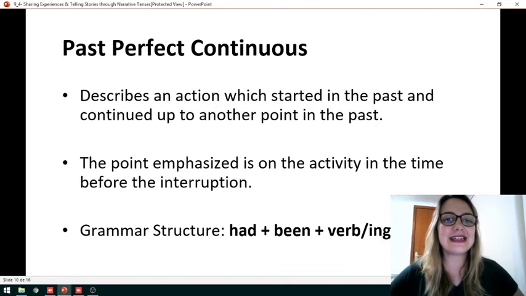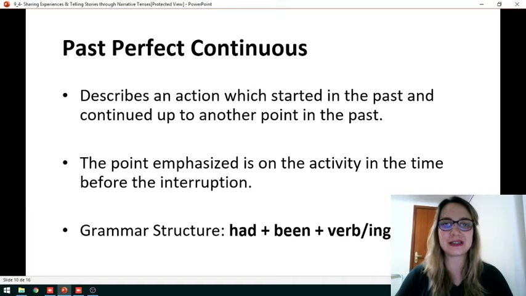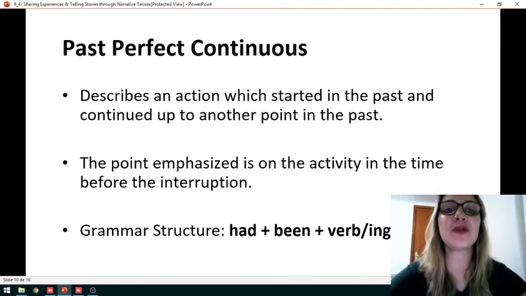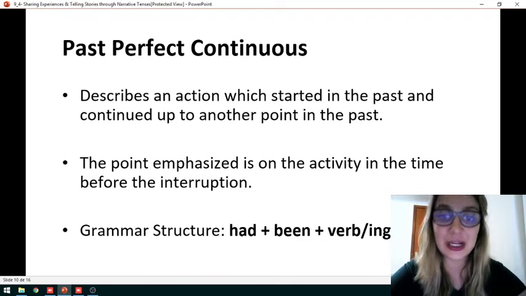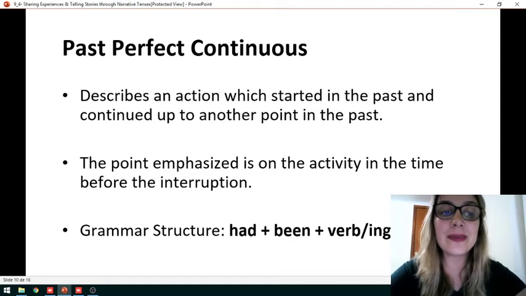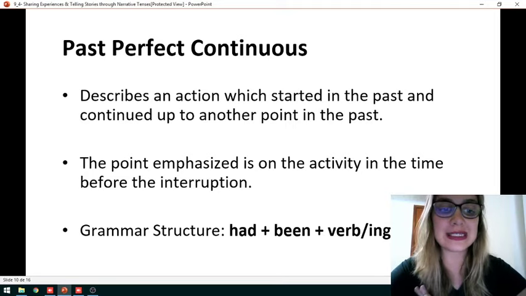All right, let's take a look here at the past perfect continuous. Now, past perfect continuous. We use the past perfect continuous to describe an action which started in the past and continued up into another point in the past. Now, the biggest thing is that the point emphasized is on the activity in the time before the interruption actually took place. So, for example, I use had and then been with verb with ing.